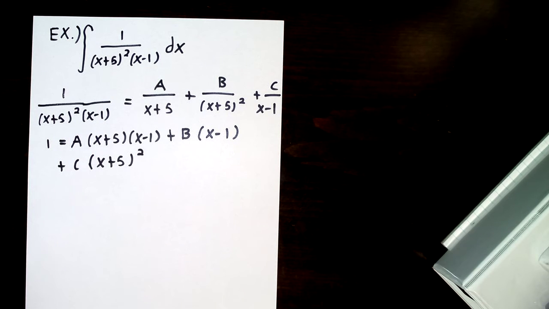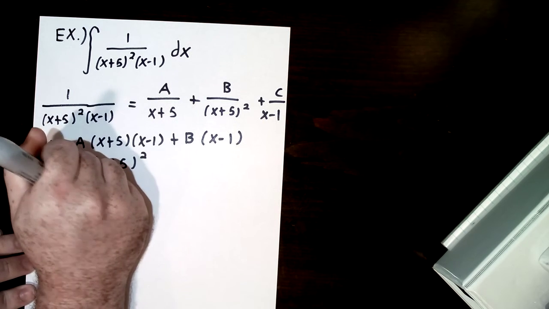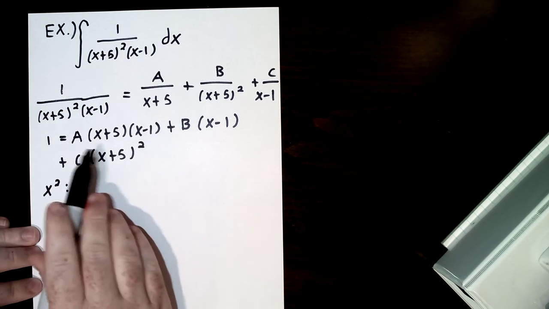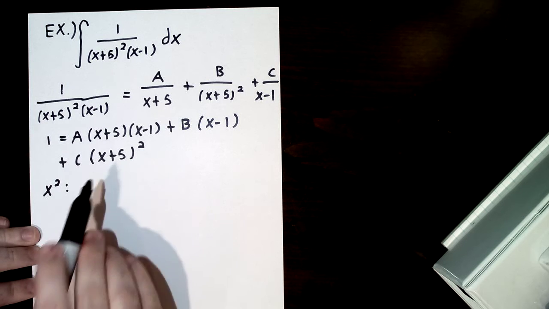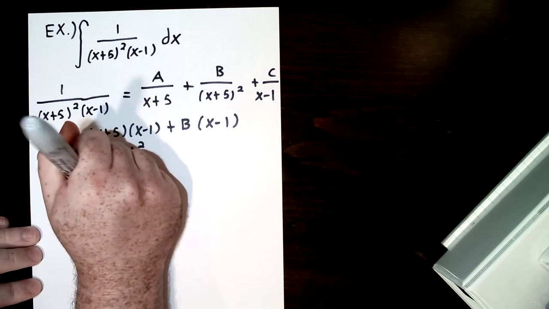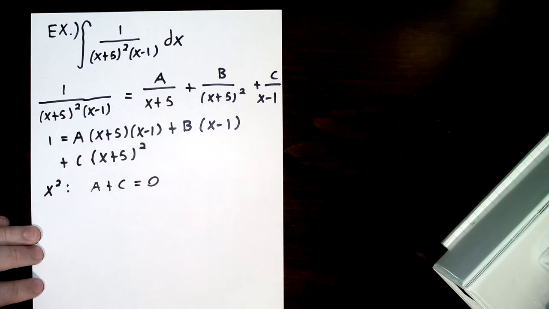And to solve for a, b, and c, we'll go ahead and create our linear system. So let's begin with our coefficients of our x squared term. Well, we're going to have ax squared and cx squared. And notice that there is 0x squared for 1. So we're going to have a plus c, set that equal to 0.